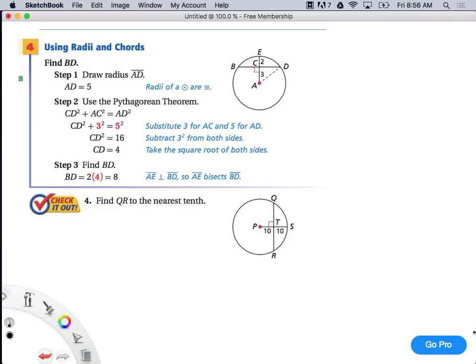Subtract 9 from both sides, I get x squared equals 16. Square root of that, I get x equals 4. So this ends up being 4, right? So if that's 4, how long is BD? Yeah, you just double it. 2 times 4 equals 8, and that's your final answer. Does that make sense? Any questions?